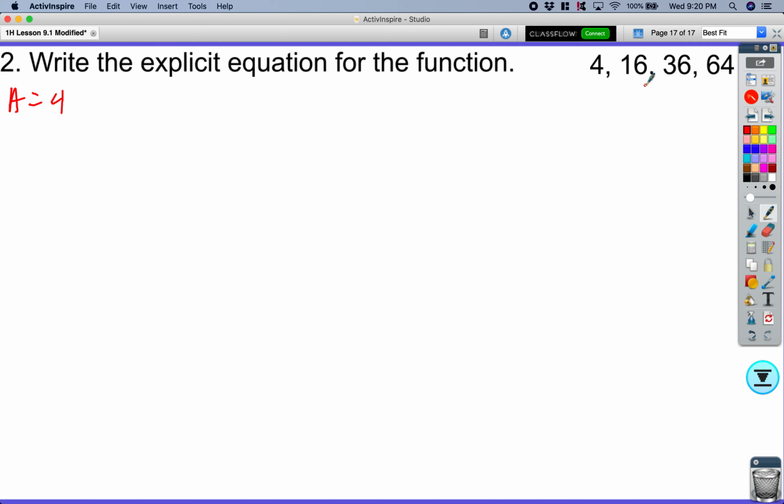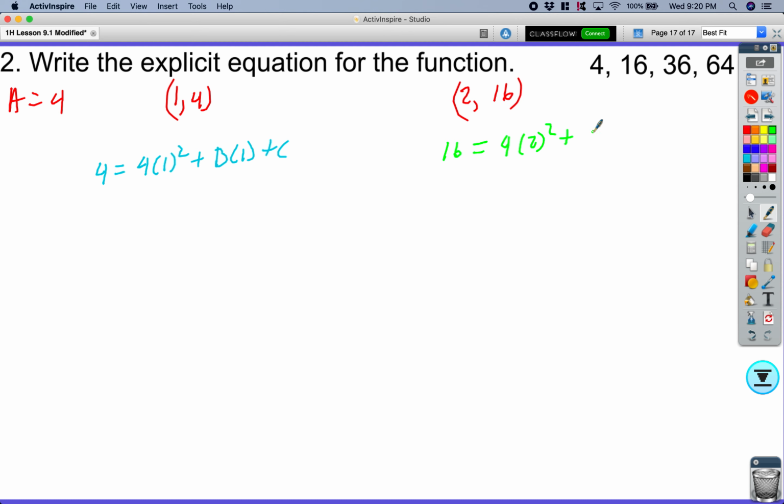We are just going to choose 2 of these points. I'm going to choose 1, 4, and then I'm also going to choose 2, 16. Okay, so let's plug these in. I am going to have 4 is equal to 4 times 1 to the second power plus b times 1 plus c. And then over here, it's going to be 16 is equal to 4 times 2 to the second power plus 2b plus c.